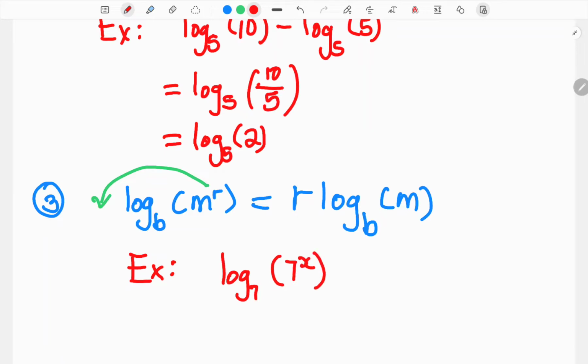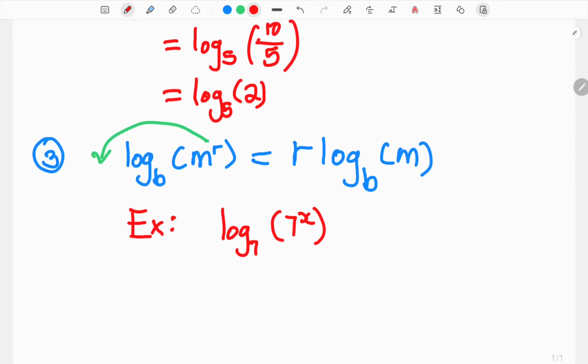And then to simplify this will be the same, because what is our power in this case? Our power is x. So we take the power on to the other side. This becomes x log base of 7.